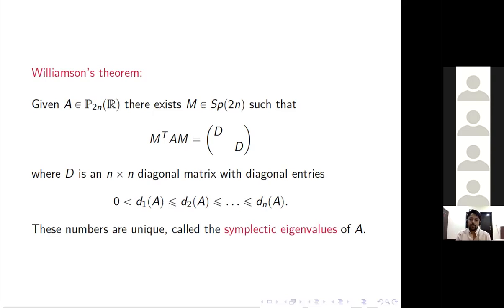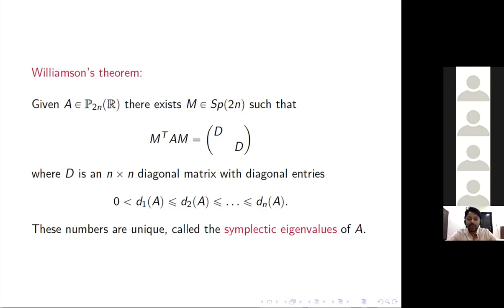M transpose is not M inverse. Just saying that M transpose is not M inverse. So this is not similarity. It's some kind of congruence which is different. Okay. So through this technique, we can also diagonalize a given matrix A, right? Yeah.